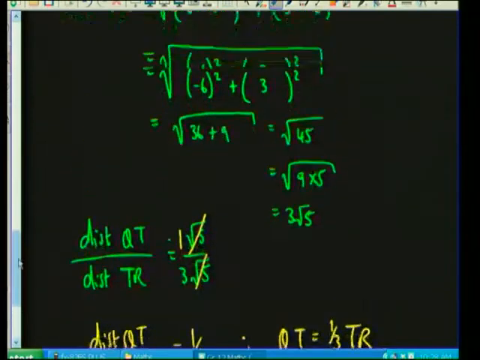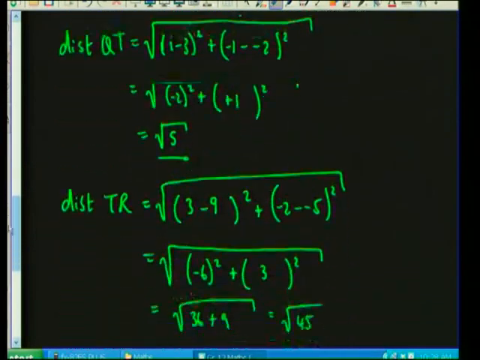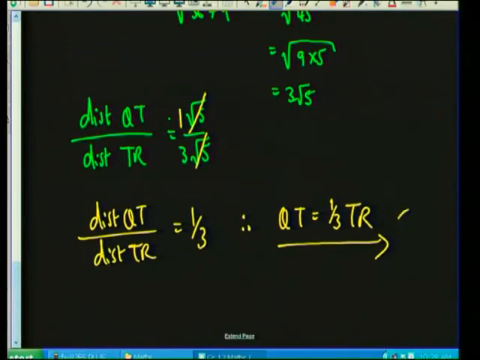Okay, just make sure I go back to my question. Perfect, QT is 1/3 of TR. Remembering that when we're talking with line segments and we're talking about relationships of line segments, we're talking distance, and so you know that you have to incorporate the distance formula. Okay, that's taken us to the end of question 2.